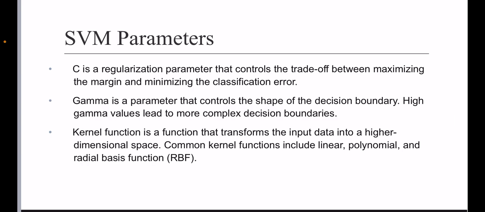SVM parameters. C is a regularization parameter that controls the trade-off between maximizing the margin and minimizing the classification error. Gamma is a parameter that controls the shape of the decision boundary. High gamma values lead to more complex decision boundaries. Kernel function is a function that transforms the input data into higher dimensional space. Common kernel functions include linear, polynomial and radial basis function.